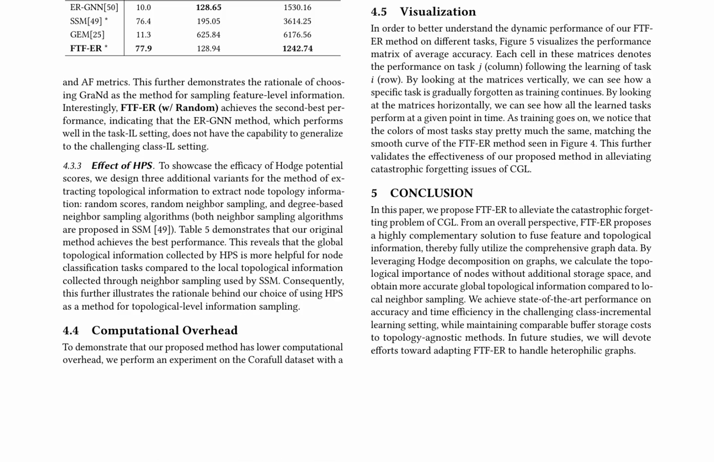Ablation studies show the effectiveness of the proposed node sampling method, which integrates feature-level and topological-level information. The results also indicate that the fusion of feature-level information and topological-level information surpasses the approach of using only one of these types of information. In terms of computational overhead, FTF-ER has nearly the same buffer memory overhead as ERGNN and significantly lower than the SSM and GEM methods. The method also achieves the best overall training time among all ERBASED-CGL methods, mainly attributed to treating topological importance calculation as a preprocessing step.